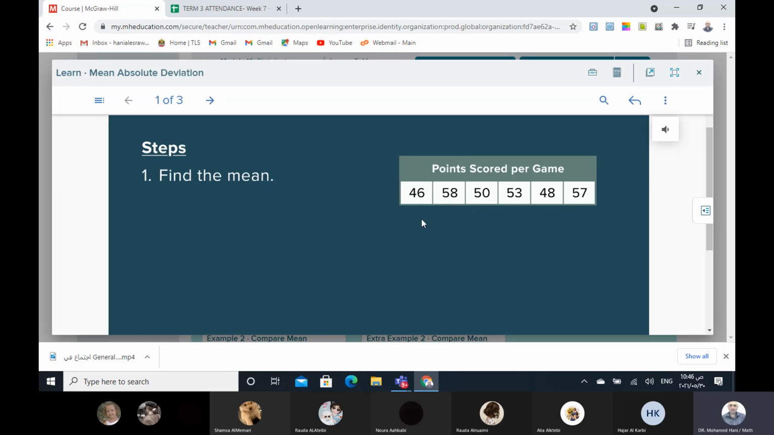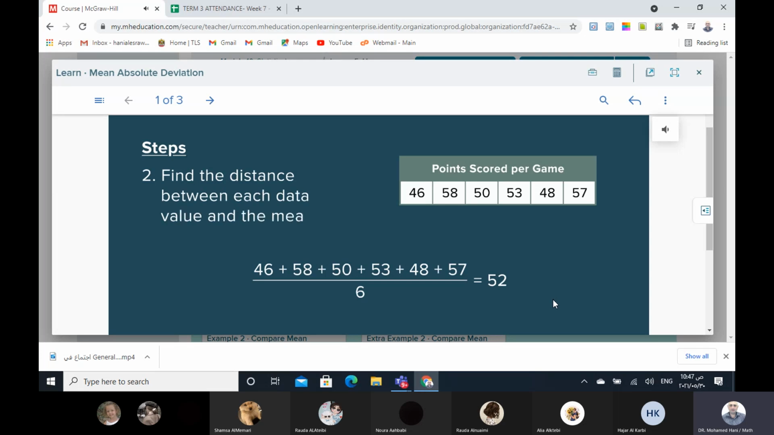To know the meaning of the mean absolute deviation, at first we want to find the mean. As you remember, when you want to find the mean, find the sum of all numbers inside the data, divide by the count of these numbers. Calculate the sum of the values in the data set, and then divide by the total number of values. Next, find the distance between each value and the mean.